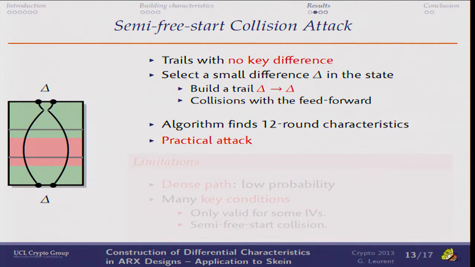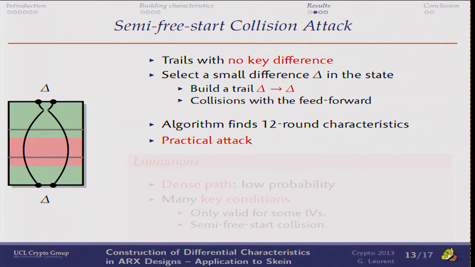Now, we want to have a fixed chaining value, so we don't have any key difference. This means that we must have a trail which is active for all rounds. And we want the difference at the top and the difference at the bottom to be the same so that they cancel in the feed forward. And that's how we get a semi-free start collision.